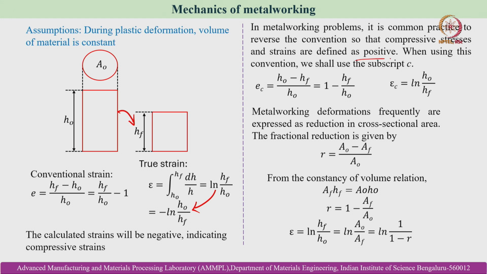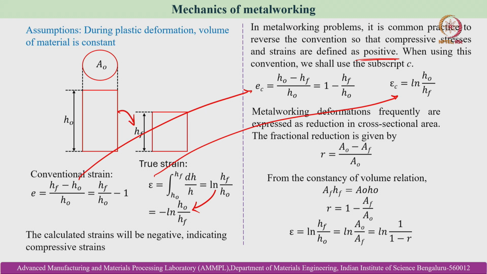We are only concerned about the magnitude here, and that is why we are using the subscript C for both. The conventional strain E is termed as EC so that it can be expressed as positive, and epsilon, the true strain, has been termed as epsilon C, again for the similar reason. Hence epsilon C can be expressed as ln H0 by HF. This subscript C takes care of the negative sign that comes because of the compressive nature of the deformation.